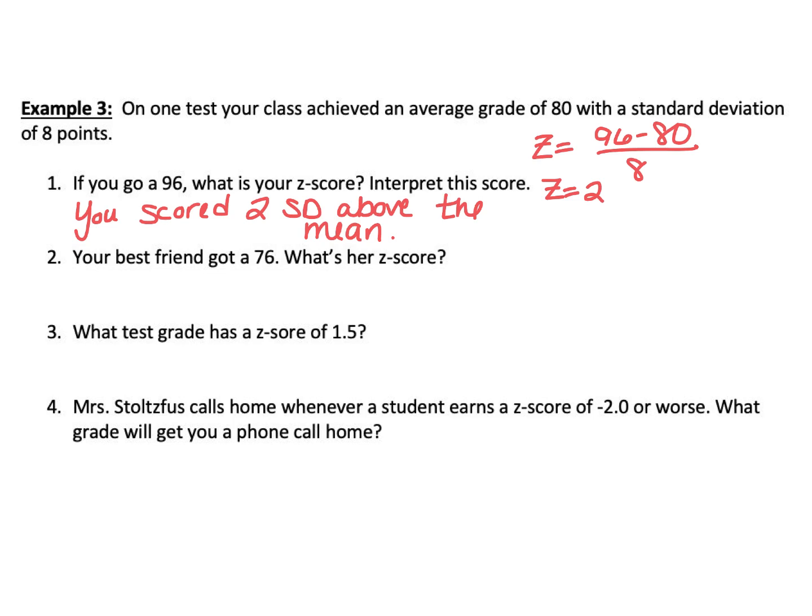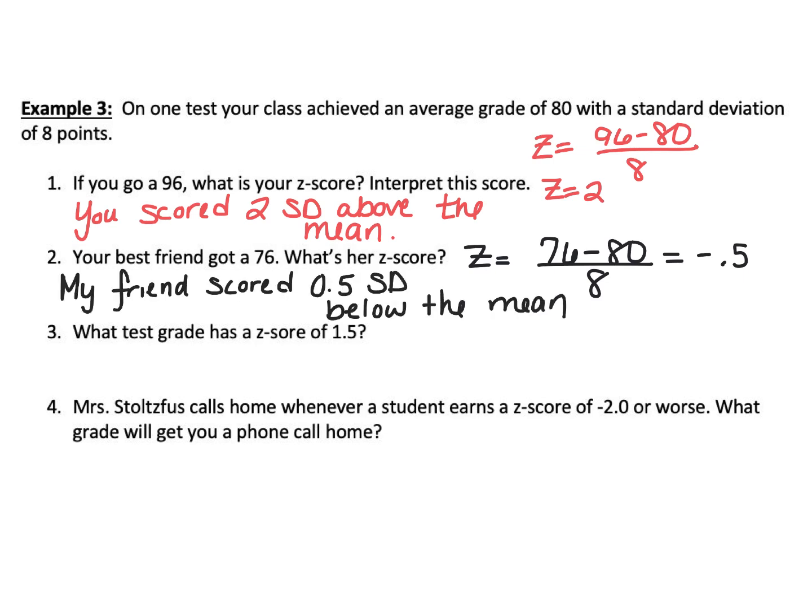Now your best friend got a 76. What's her Z-score? So you're going to do 76 minus 80 divided by 8, and that gives me negative 0.5. So my friend scored half a standard deviation below the mean. So compared to the others, doing worse than the average. What test grade has a Z-score of 1.5?